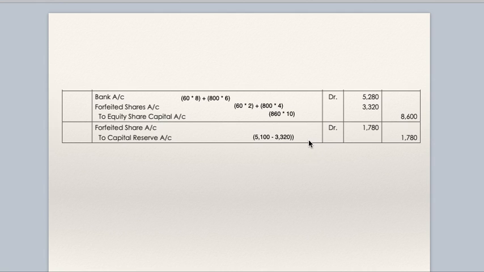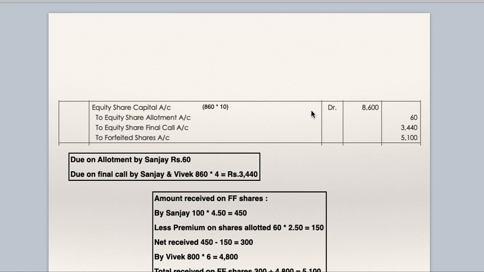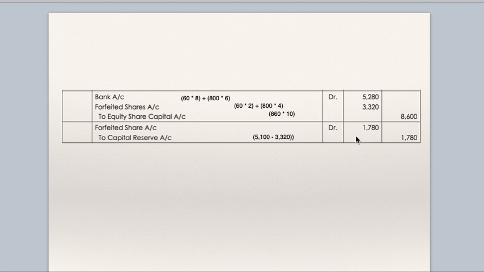All shares forfeited are reissued. So balance in forfeited shares account gets transferred to capital reserve. Forfeited shares account debit to capital reserve 1780. This is 5100 minus 3320. 5100 is in forfeiture entry. You have transferred 5100 to forfeited shares account, and in reissue entry you have transferred 3320 to forfeited shares account. So difference is 1780, which gets transferred to capital reserve.